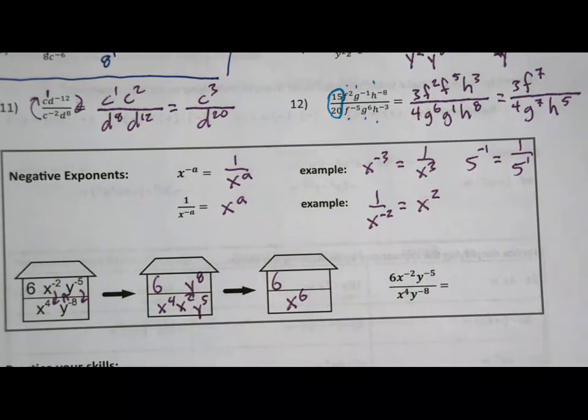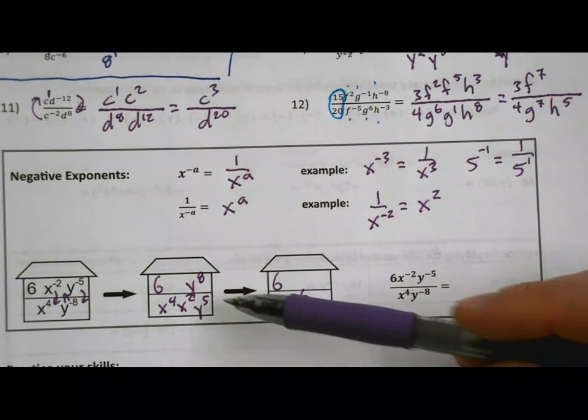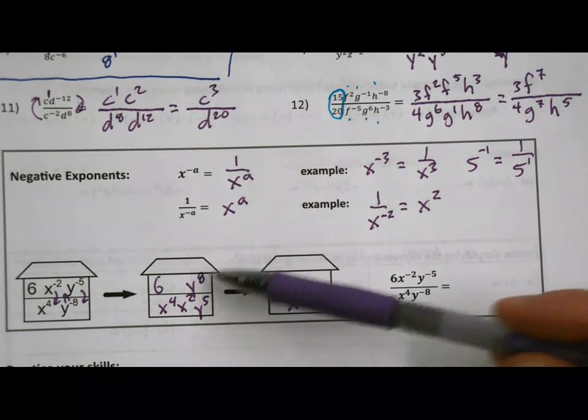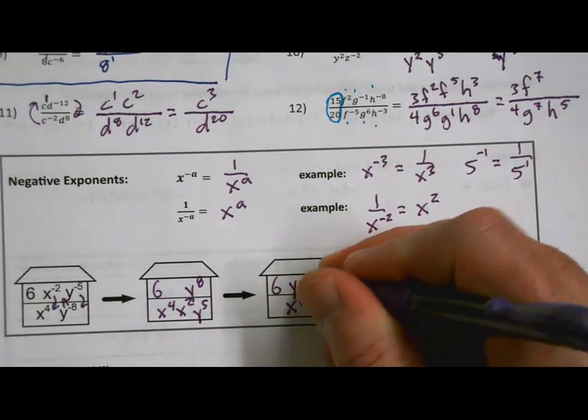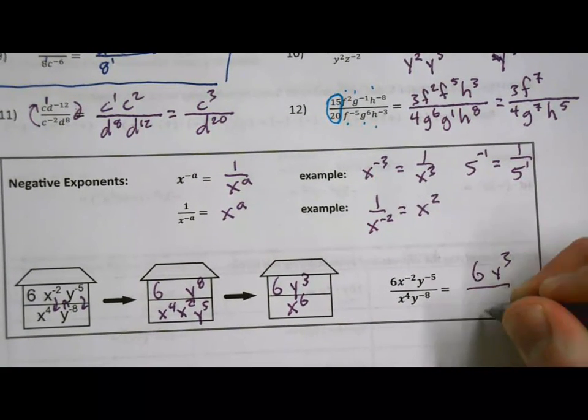Canceling my y's. How many y's are going to be left over after I cancel? 3. 8 minus 5 is 3. Yeah, and my leftover is going to be on the top or the bottom? Top, because we started off with more on the top. So y to the 3. So my final answer would be 6y to the 3rd over x to the 6th.